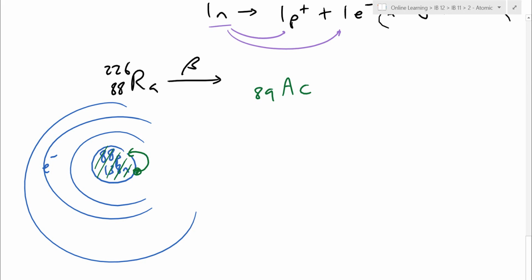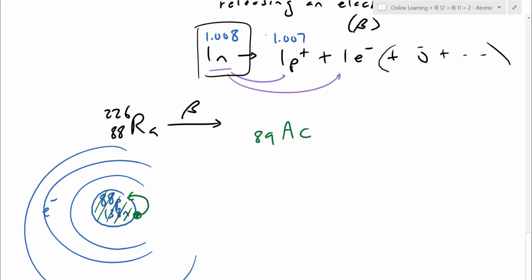So now I was radium on the left side. I'm actually actinium on the right-hand side. My mass, however, a neutron and a proton are roughly the same mass. If I rounded that just to 1 sig fig, you'd say 1 anyways. It's practically like the mass didn't change. But we know something was released. It was actually a beta particle that was released.